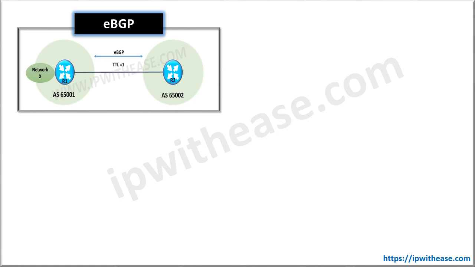In the first diagram, we can see that R1 and R2 are eBGP neighbors, and in this case the TTL by default is 1. That is, R1 and R2 can form eBGP neighborship by a directly connected WAN interface. However, if we want the loopback interface to be used for eBGP neighborship, then a customization is required wherein the TTL value is increased by using the eBGP multi-hop command so that loopback to loopback eBGP neighborship can be formed.